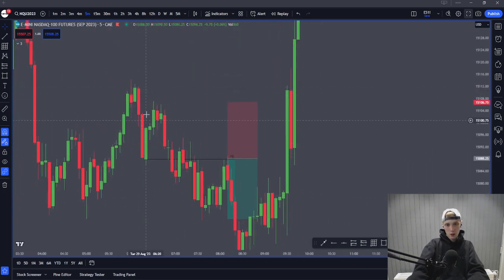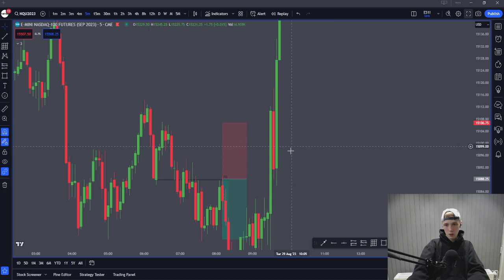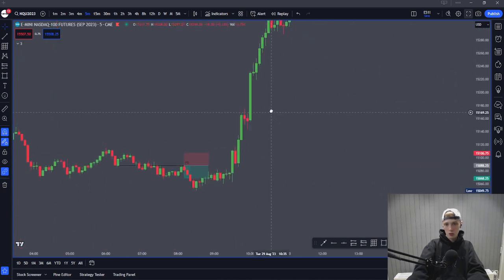Order block gets tapped into and respected. It goes below this order block, taps it once, taps it twice, goes down, taps it 3 times, and then continues downwards before actually going rogue up here.